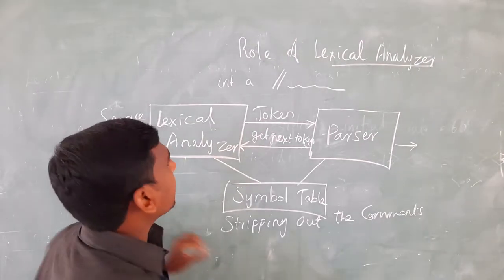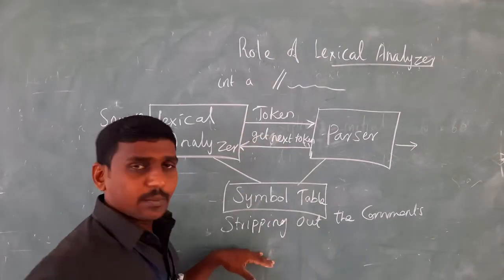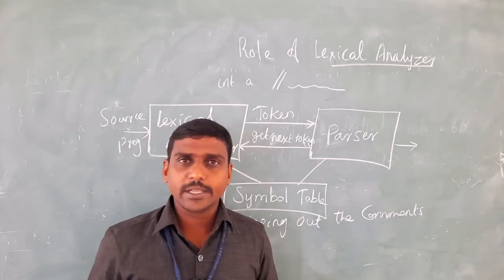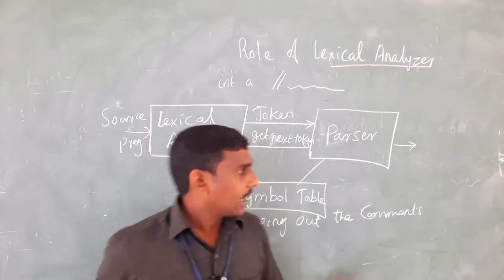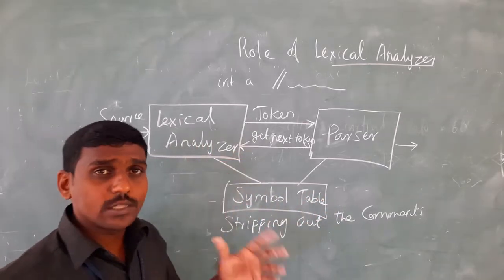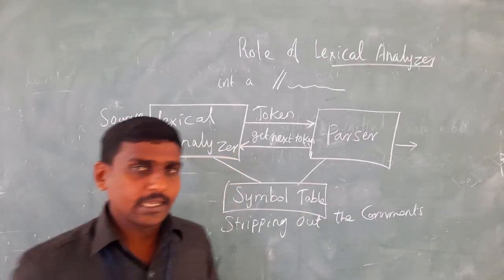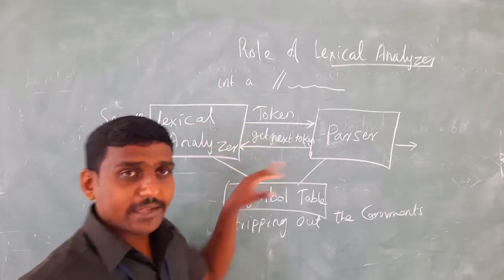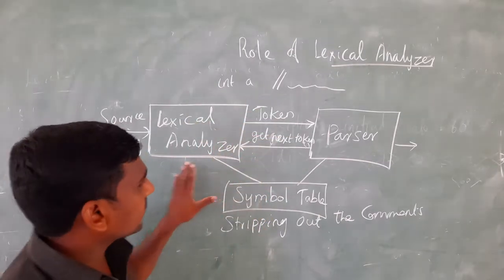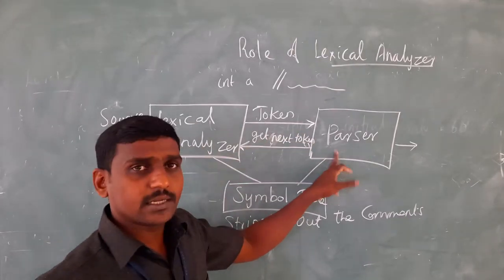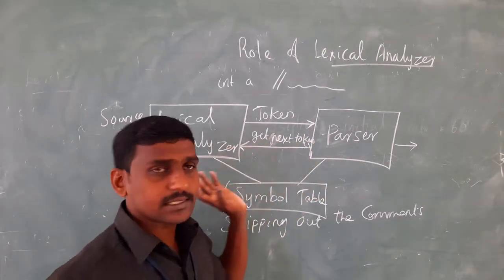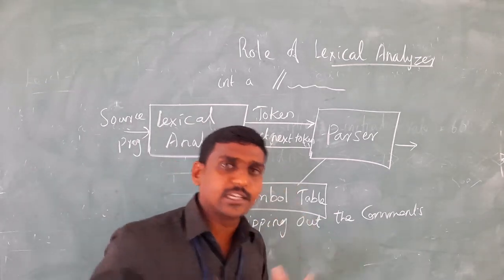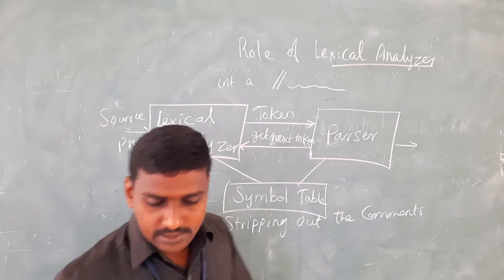Clear? The first one is stripping out the comments. The second one is that it collects the errors and reports them. That role is also performed by the lexical analyzer. So this diagram you should draw and explain: lexical analyzer, token and parser. When the parser needs a token, it asks with get next token, and whenever a symbol is needed, it is taken from the symbol table.